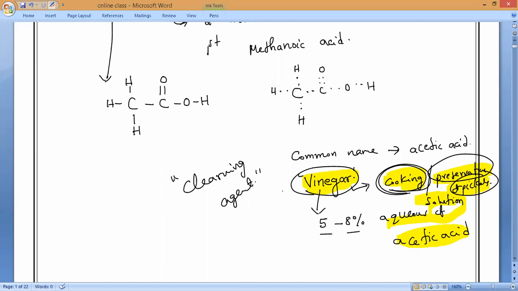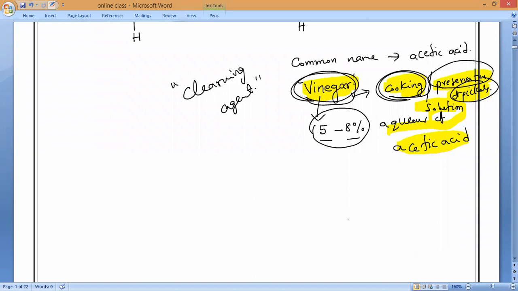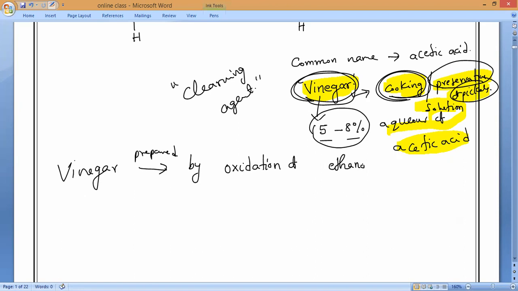Now, how can I prepare this vinegar? It is very simple. Vinegar contains what? Acid. Vinegar contains acetic acid or ethanoic acid. So this can be prepared by oxidation of ethanol or ethyl alcohol. Yesterday also I taught you.